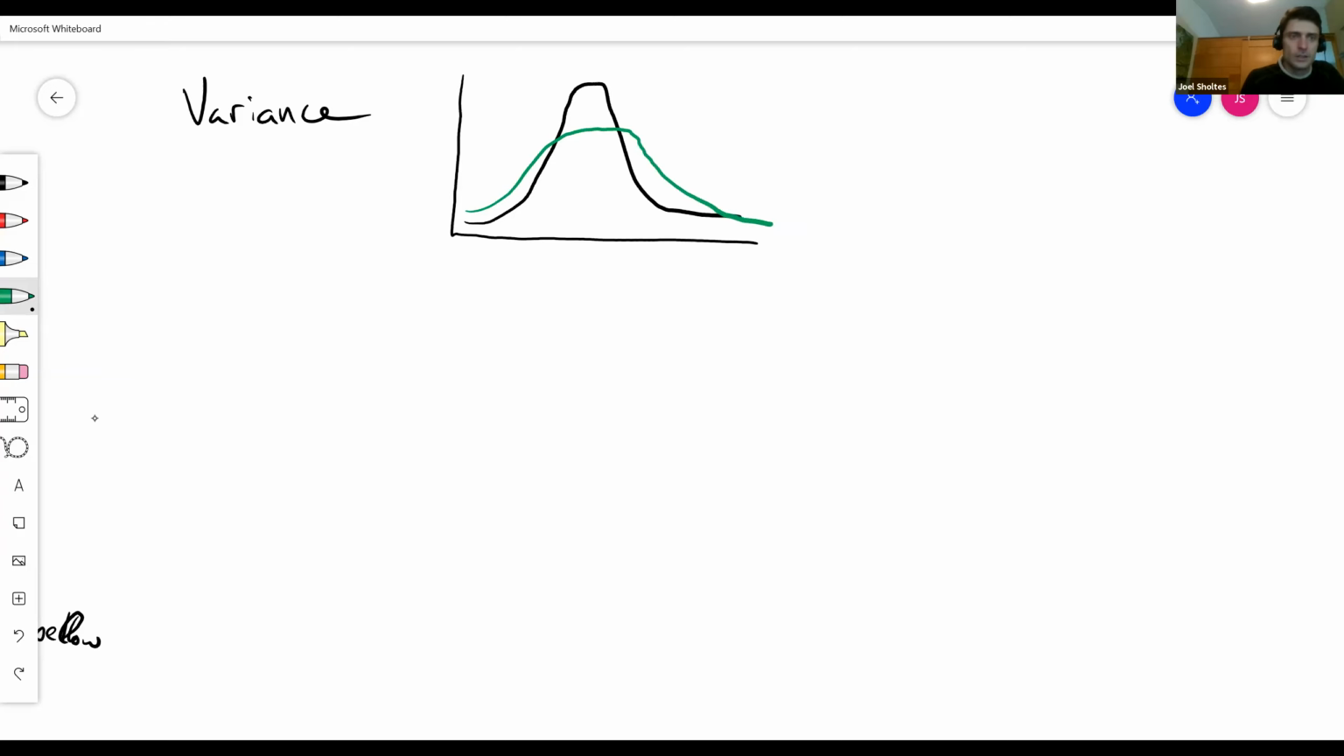And Val, I'll call on you. Which curve has a higher variance? Which distribution has a higher variance if we're looking at PDFs here? The green one? The green one, yes.